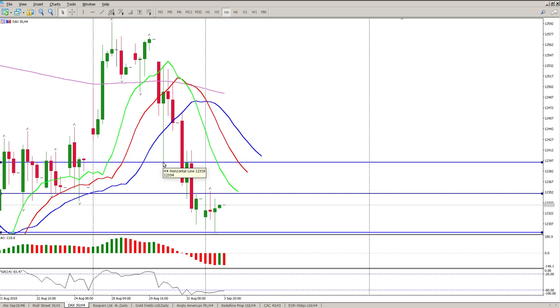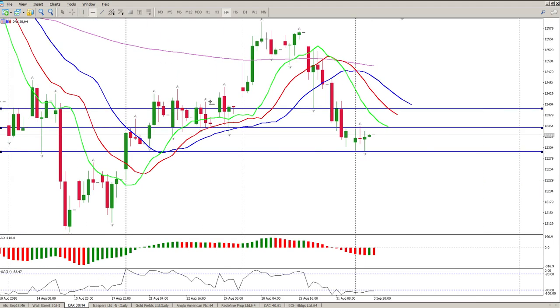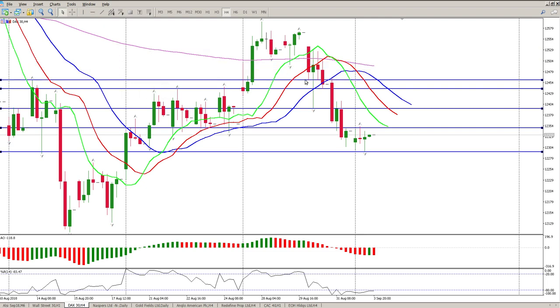So this tail at 12,394. After that we'll be looking at this tail, which coincides with these top tails, and that would be 12,440. And then we're looking at these tails here, which would more than likely coincide with the 200 moving average as well, which is 12,460. So that's kind of what I'm looking at.